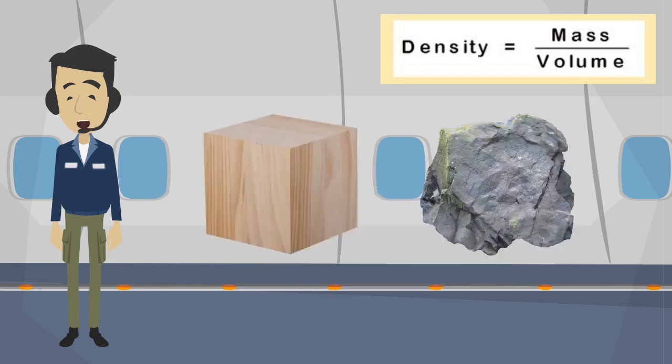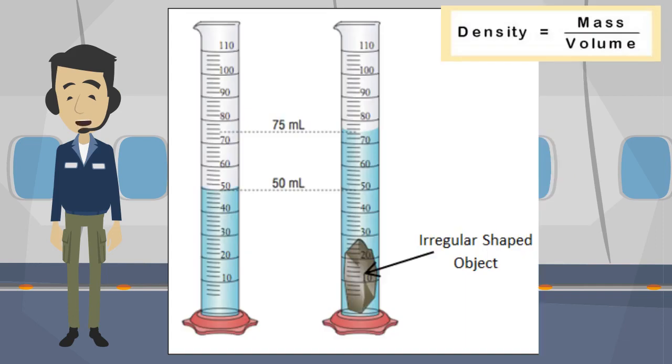Finding volume is also easy if you can measure the object. An irregularly shaped object is a little more difficult. One way is to place the item in a graduated cylinder or beaker with water in it. Just note the water level before and afterwards. The difference is the volume of the object as marked on the scale.